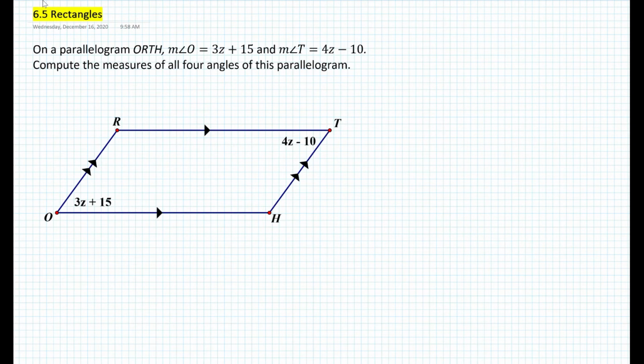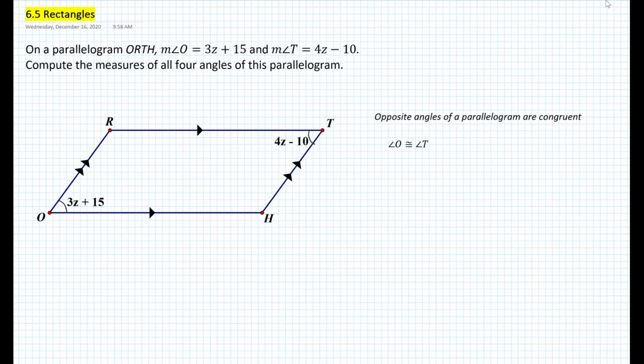The first thing we want to do here is draw a parallelogram as shown in the figure and label whatever we have available, in this case measure of angle O and measure of angle T. Now, which property of a parallelogram can we use to solve for the value of z first? Well, from the previous lesson, we learned that opposite angles of a parallelogram are congruent. From that, we can deduce that angle O is congruent to angle T, and therefore, measure of angle O equals the measure of angle T, because that's simply the definition of congruent angles.